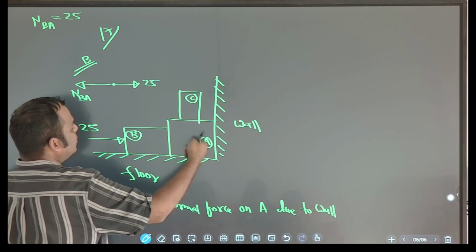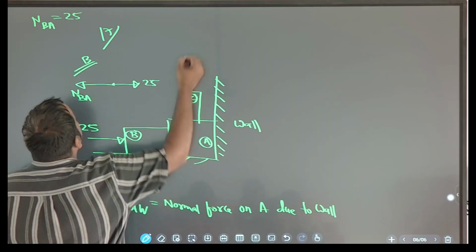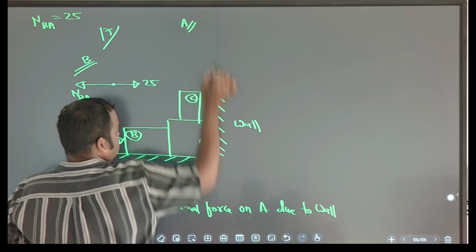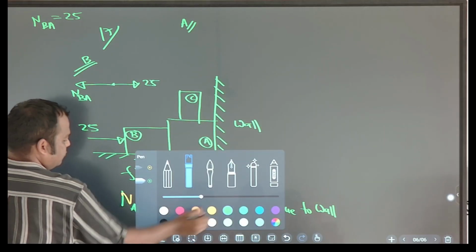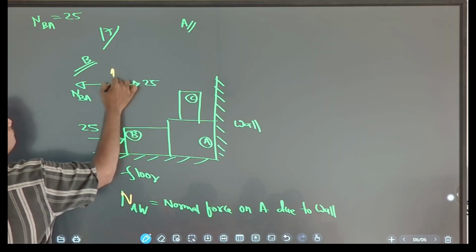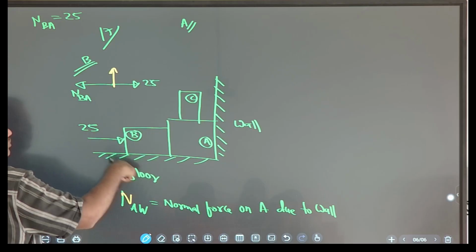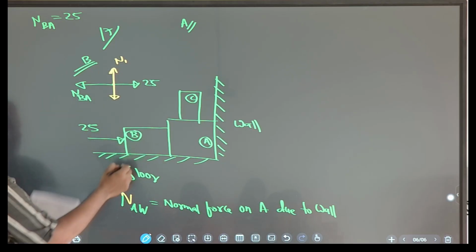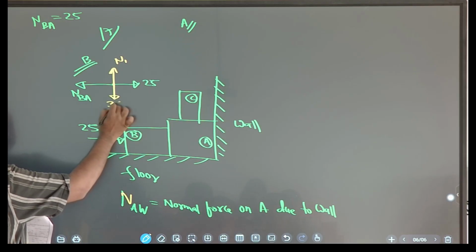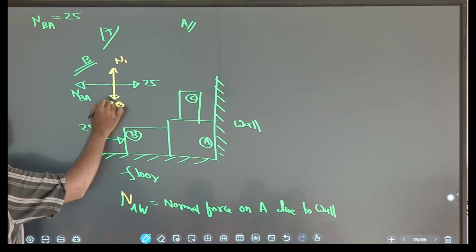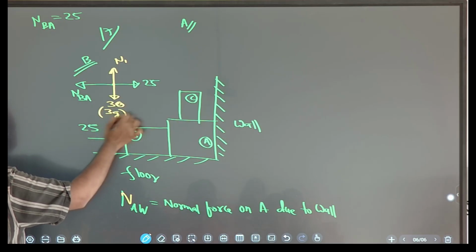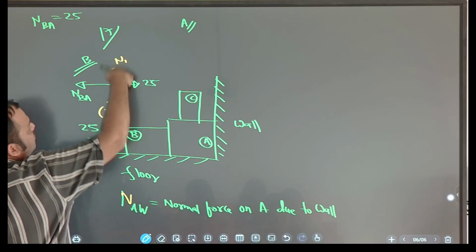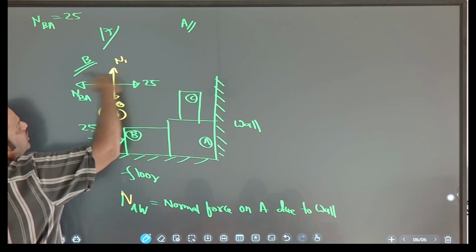Now if you draw the free body diagram of B, one more force is there for B: normal, upward. The floor will exert one normal, you can call it N1. Mg is there, so the mass of B is 3, so 30 Newton, correct? 3g, okay, clear? So N1 will be 3g, N_BA will be 25.